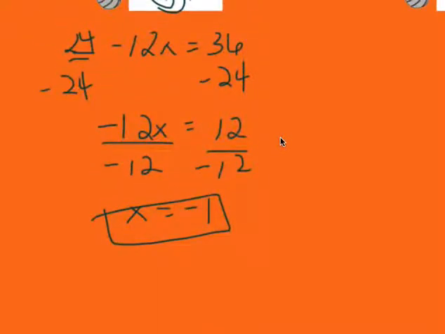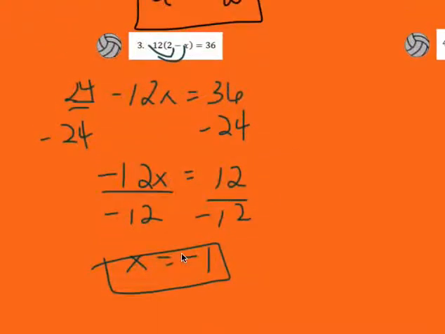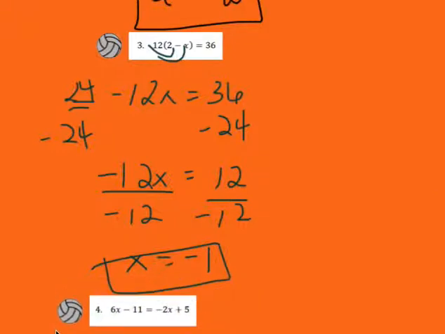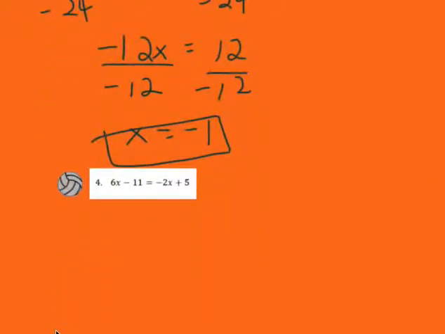Alright, so let's go ahead and take a look now at number 4. For this one, we need to get our x's on the same side of the equation. So I'm going to take that negative 2x and bring it over to the other side.